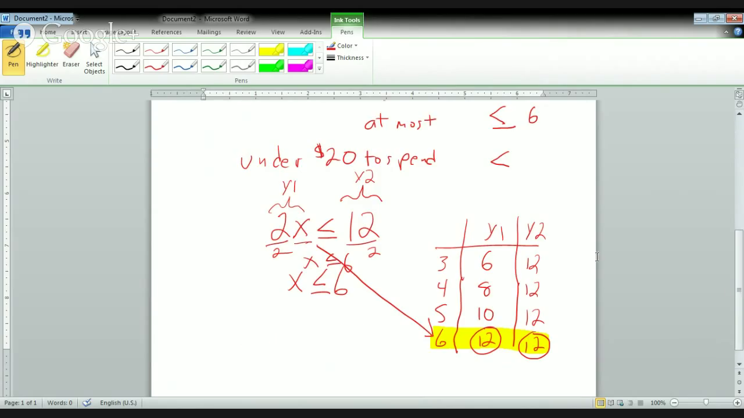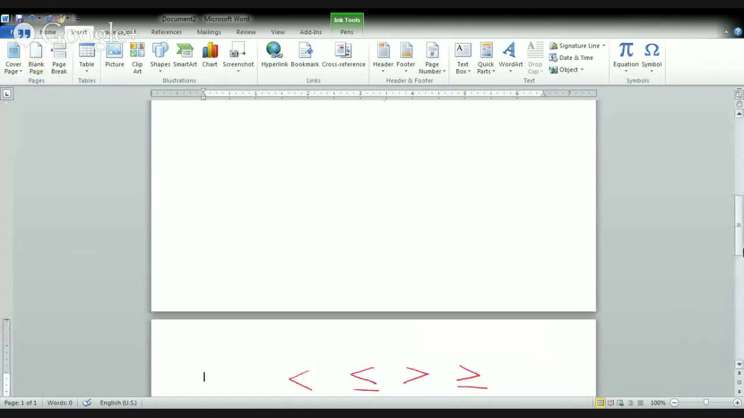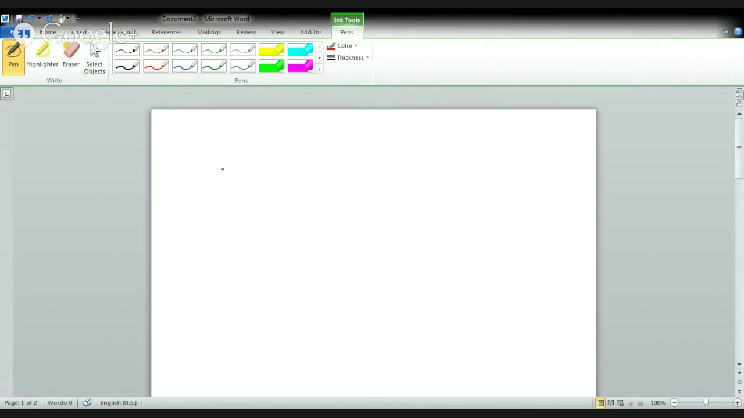Let's say, for example, let's go ahead and put in a new page. So let's say we have something that is negative 3x is greater than 21. Well, this negative should send off a warning sign to me, because now let me show you longhand if I did this.